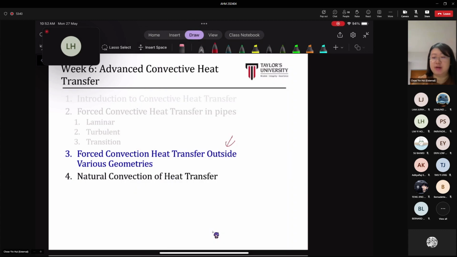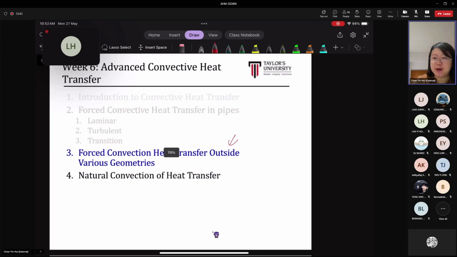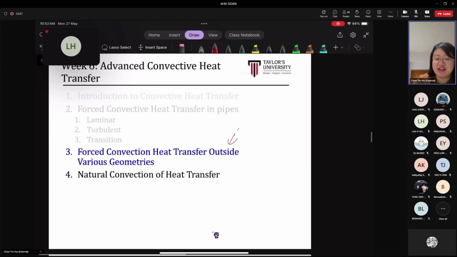So I hope you are back. All right. So let's continue with the third part of our lecture today. We have completed the correlations that we can use to determine the H value for forced convective heat transfer in pipes, for laminar, turbulent or transition region. So the next part, the third part, we are going to look at the correlations that we use to find the H value for forced convective heat transfer outside various geometries.